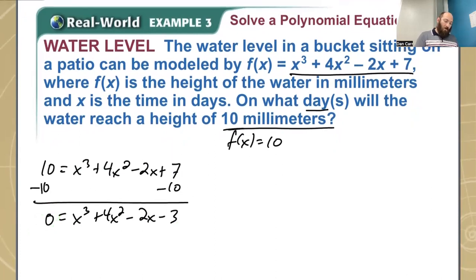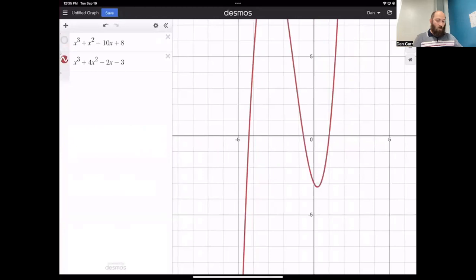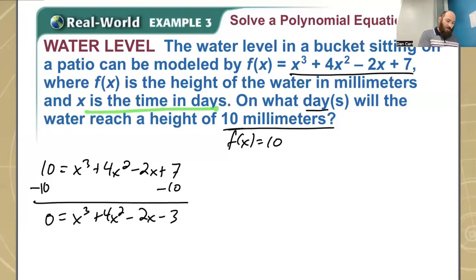So come back here, got my Desmos set up for this function. Now you see it crosses 3 times. Crosses this value, but there's only one value that's important, and that's at 1. I don't care about the negative values here because remember what x is representing. Even though I'm crossing 3 times, x is representing the time in days. I don't care about negatives then.